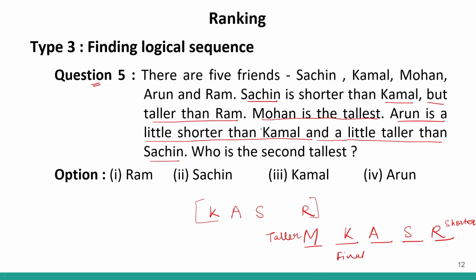Okay, we have to find out who is the second tallest. So M is the tallest, K will be the second tallest, K is Kamal. So my answer will be option number 3, Kamal. Clear? Option number 3, Kamal.